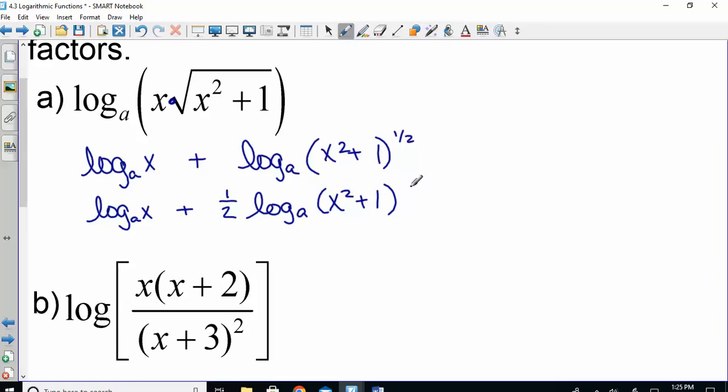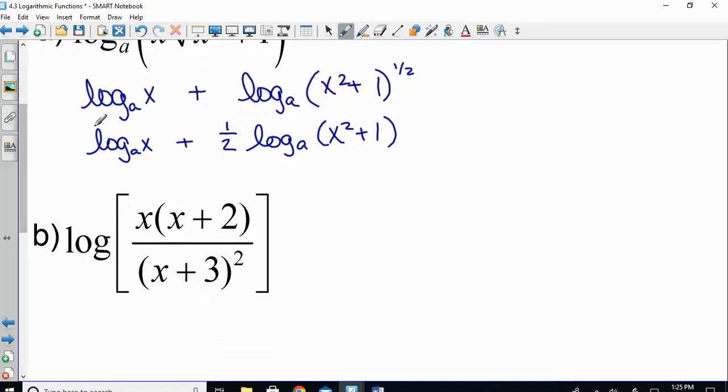Why can't I bring this square down? It's inside the parenthesis. It's not the whole parenthesis squared, it's just one thing in the parenthesis. So I can't bring that exponent down. This is as simplified as it will go.